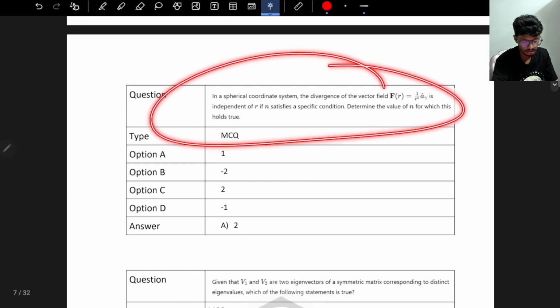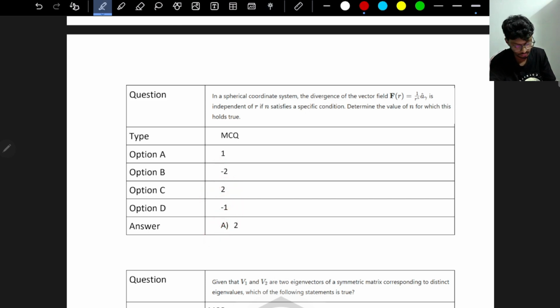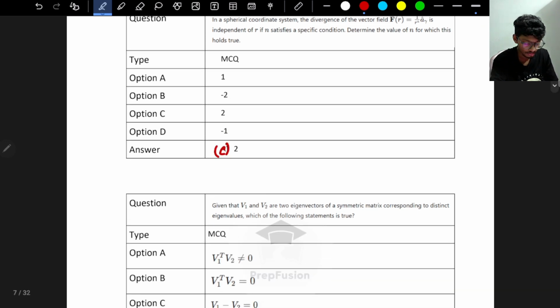This again, I don't know whether this is MCQ or MSQ. If this is MCQ, it is simple, a very standard question that I think every radio grader teaches. Here you have to find the value of n for which the divergence will be independent of r. If you find the divergence, it will come out to be 2. This will be option C, not A, sorry, this will be option C.